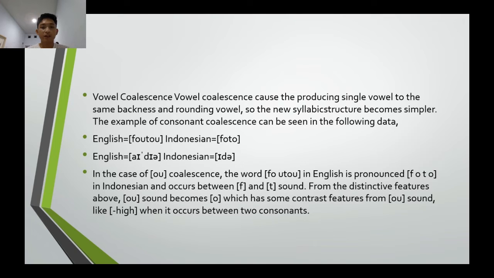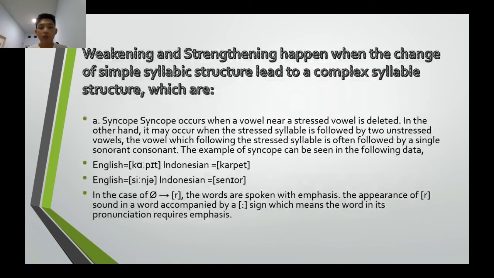In this case of coalescence, the word photo in English is pronounced differently in Indonesian, where it occurs between the F and T sounds. From the distinctive features above, the O sound becomes O, which has the same contrast features, like mid-high, when it occurs between two consonants.